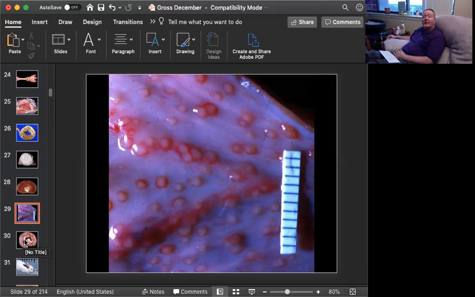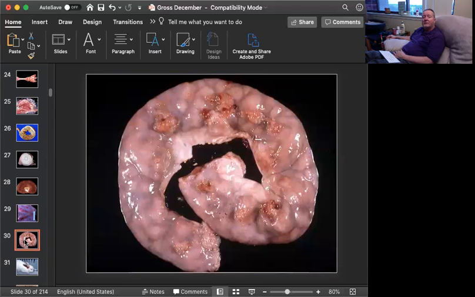Okay, slide number 7. Can you give me a morphologic diagnosis? This is tissue from a pig. This is an absolutely great picture. This is the ileum of a pig, and we have these little proliferative bubbles on the mesenteric or serosal surface. The morphologic diagnosis is serosal emphysema or mesenteric emphysema in a pig.